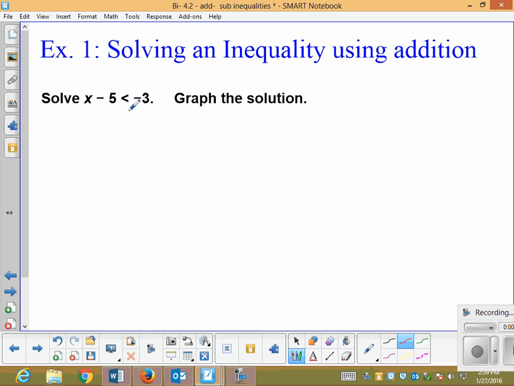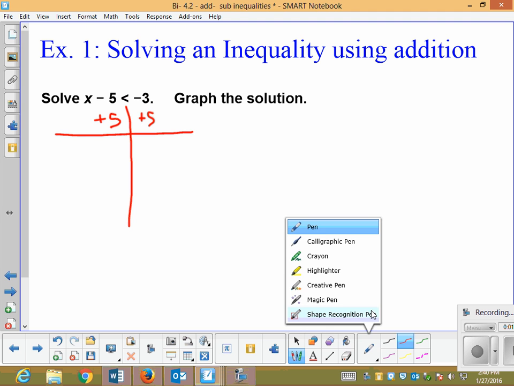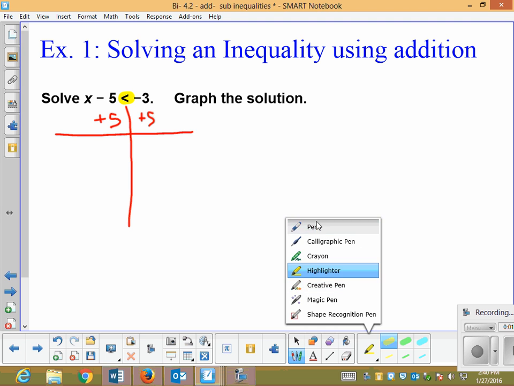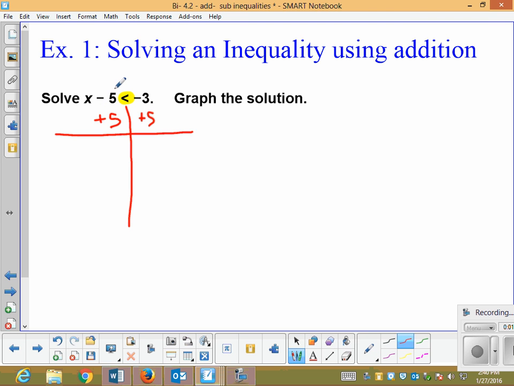So just like in the last chapter, we're going to get rid of it by doing the inverse operation. We're going to add 5 to this side. If you do it to this side, we do it to the other side. Notice the other side now is not an equal sign, but we have an inequality in place of it. So be careful, okay? Same thing though as in our last chapter. We want to solve this, so we want to cancel this side because negative 5 plus 5 is 0.